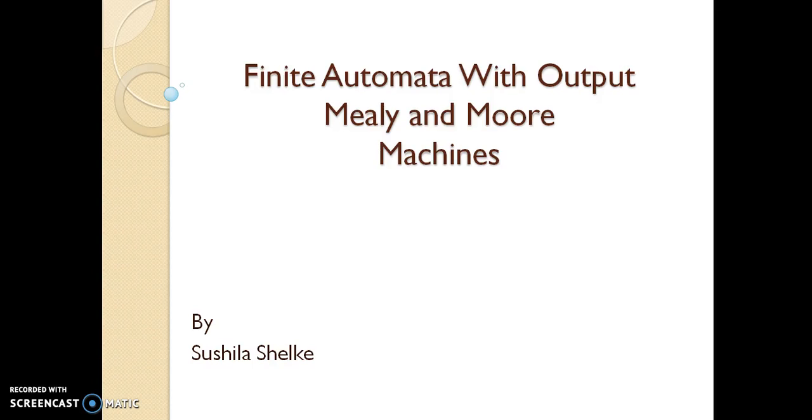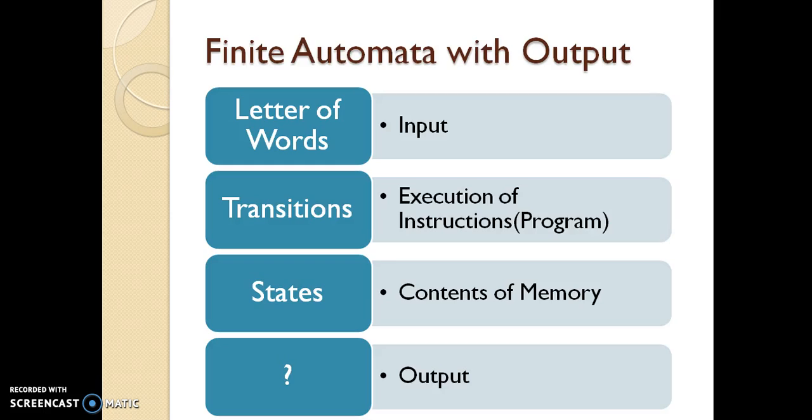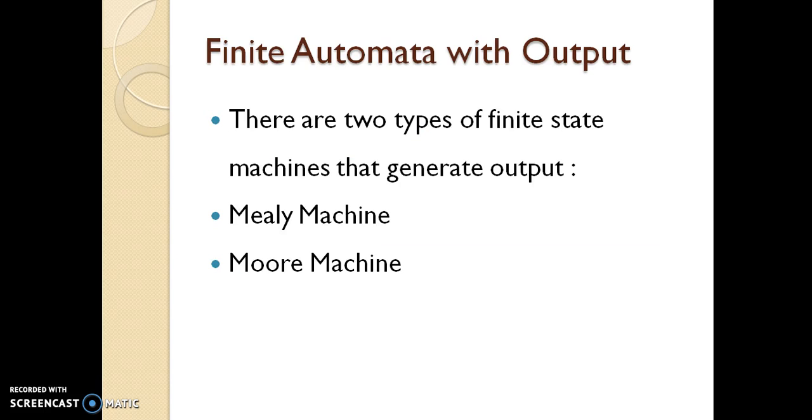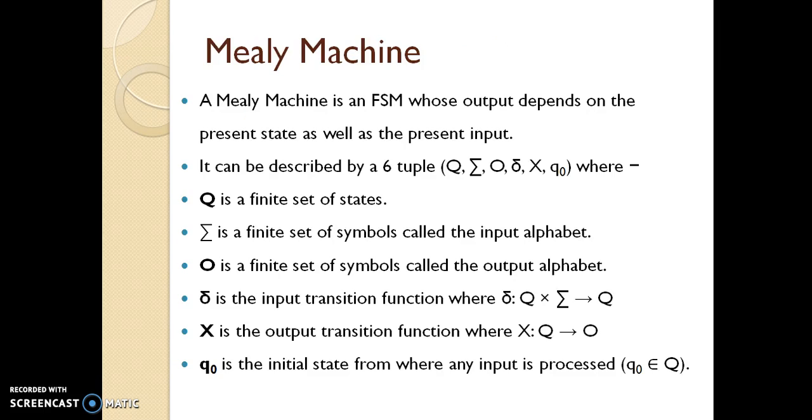Finite automata with output is nothing but Mealy and Moore machines. Finite automata with output has a letter of words like input. Transitions are nothing but execution of instructions or program. States are used for contents of memory. And is there any output for finite automata? Yes. There are two types of finite state machine that generate the output, Mealy machine and Moore machine.